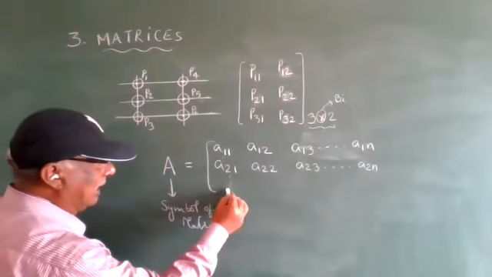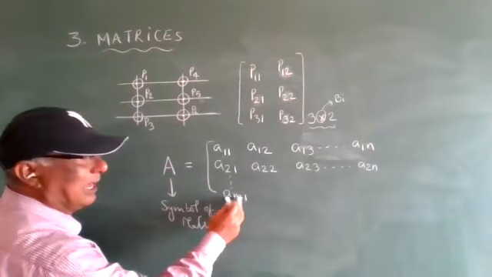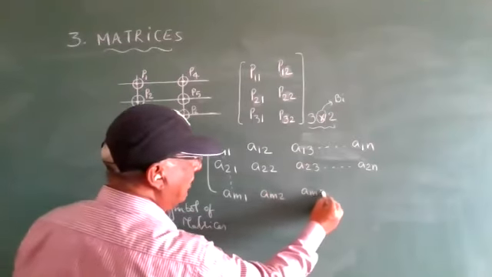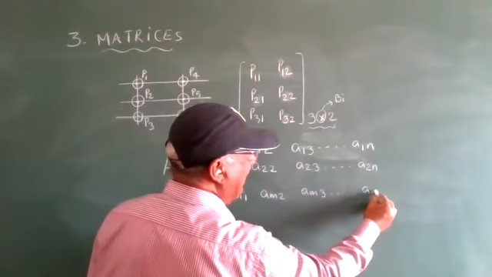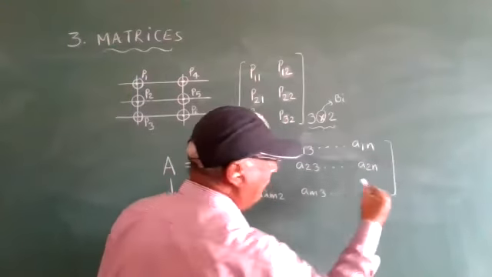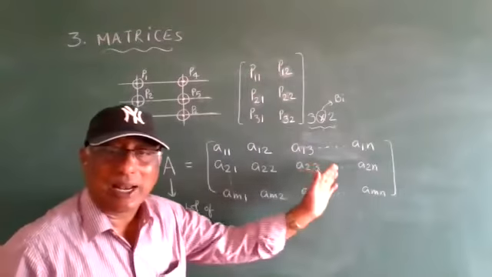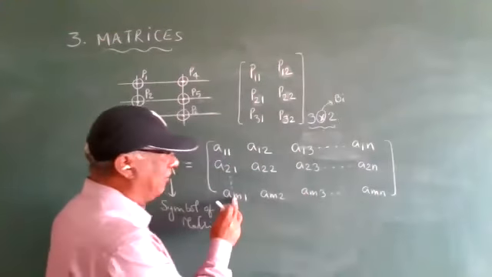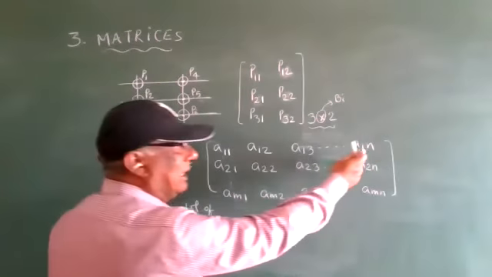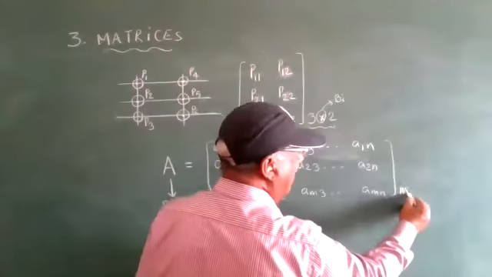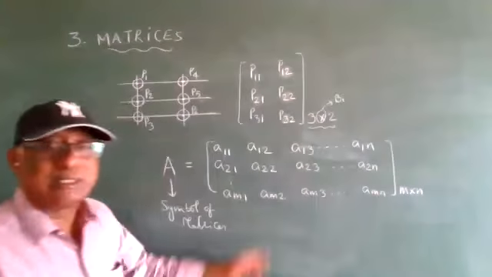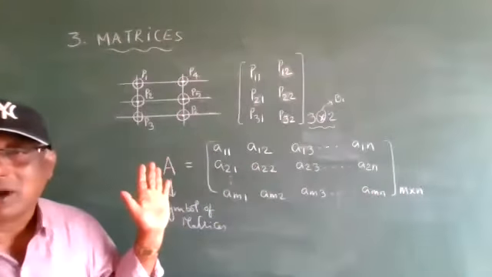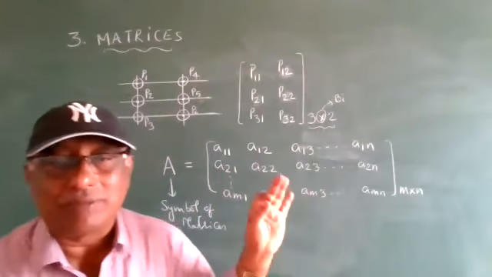I will write Am1, mth line, first point; mth line, second point; mth line, third point, and so on. Mth line, nth point. Therefore, how many horizontal lines? How many vertical lines? Horizontal lines are m, and vertical lines are n. Therefore, m by n is the order. This is called the general representation of the matrices.